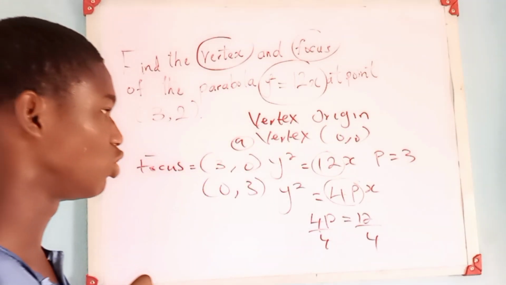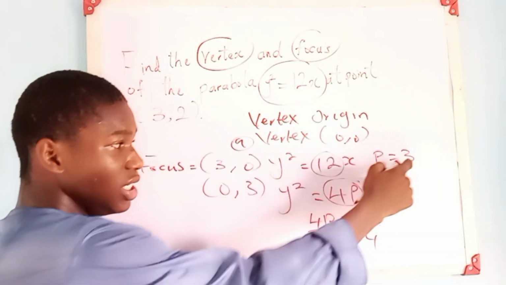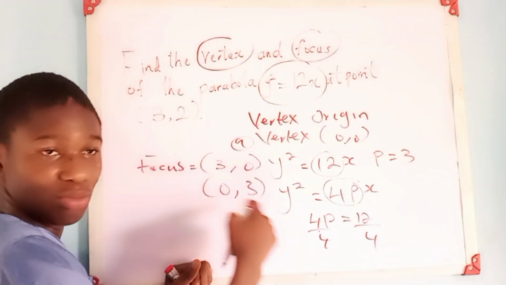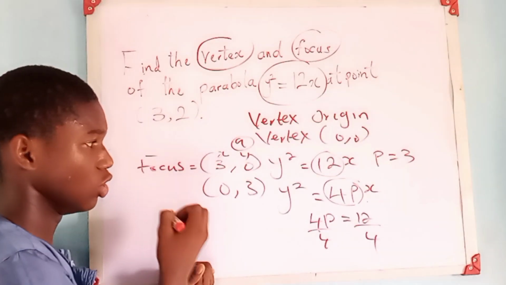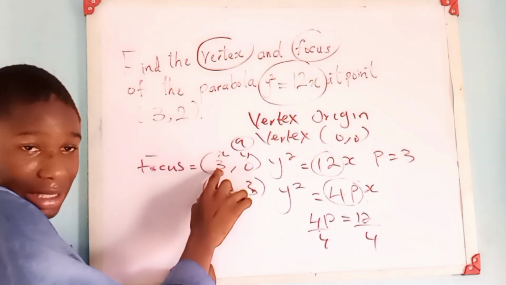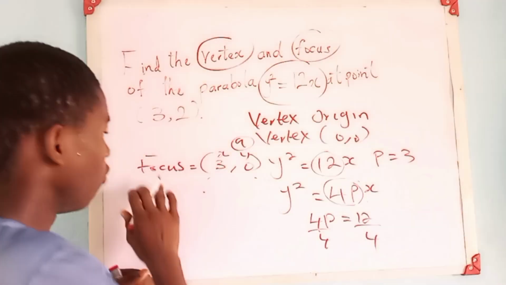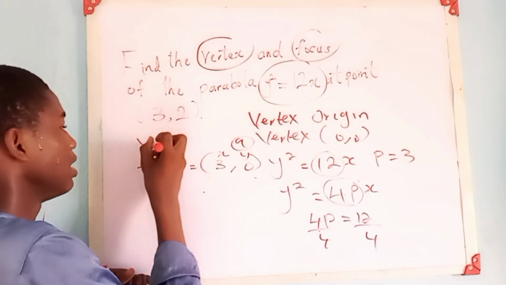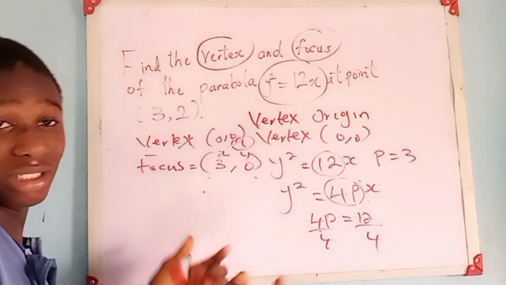Now let me show you a simple trick to remember this. Whenever the square is for y, this focus should be written in the part of x. If you look at this bracket, this is x and this is y. Since the square is at y, it means this focus should be written at this place. So this is going to be 3, 0. Our final answer for this is that our focus is 3, 0 and our vertex is at 0, 0. That's how to solve a question like this.